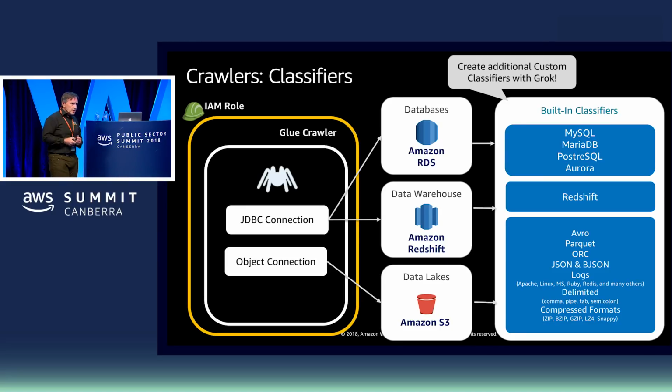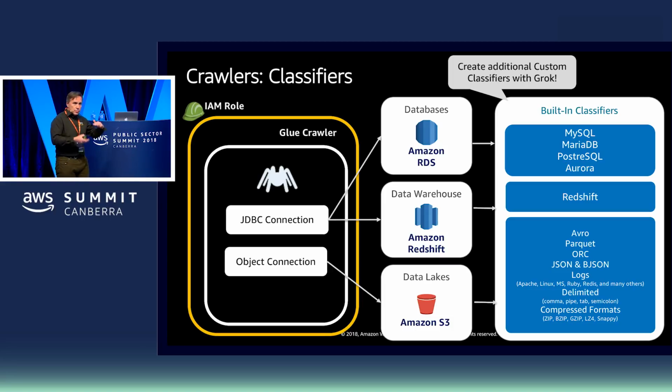So I mentioned that there are some of the major data classifiers that the crawlers will work with. The first thing to note is that the crawlers can either use JDBC connections as their source, so that opens it up to things like any of the Amazon RDS databases. It opens it up to Redshift. It also opens up, which isn't on the slide here, the possibility of querying databases managed by the customers running on EC2 or even on premises.